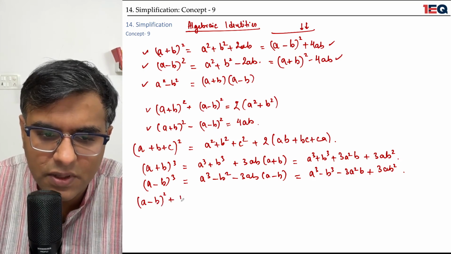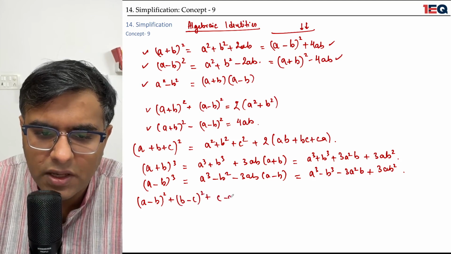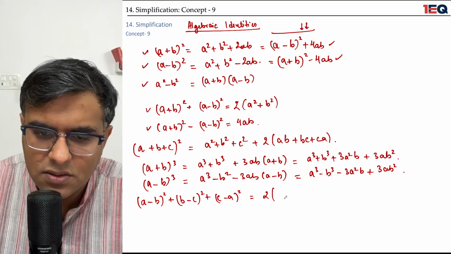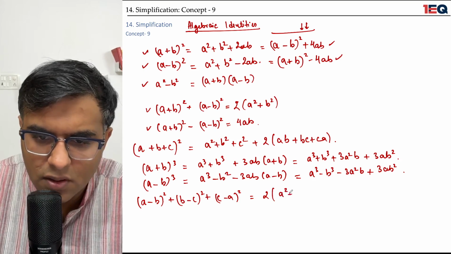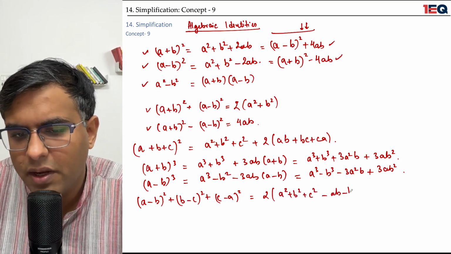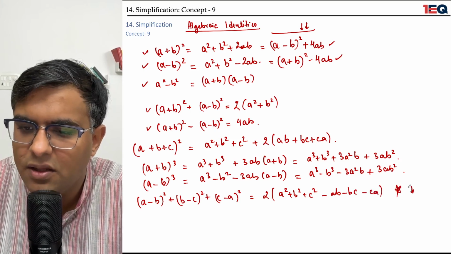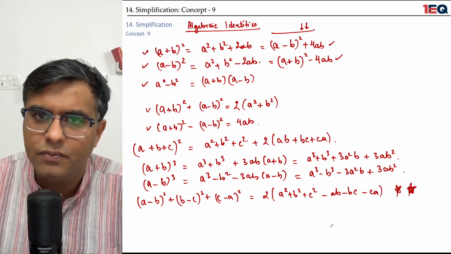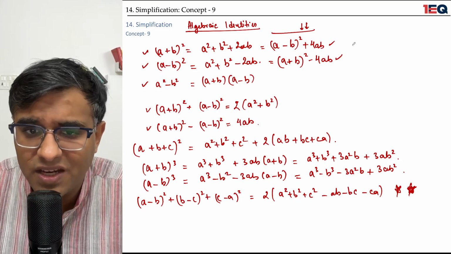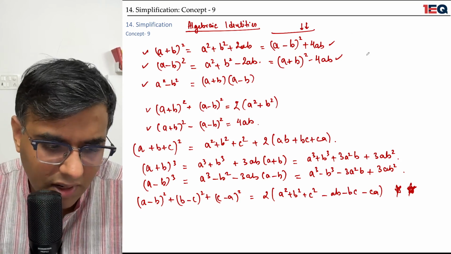(a minus b) whole square plus (b minus c) whole square plus (c minus a) whole square. This would come out as 2 times (a square plus b square plus c square minus ab minus bc minus ca). Okay, this is a star identity. You must learn it by heart. There would be very long derivations to these identities, so I would recommend that all of you just learn them by heart.